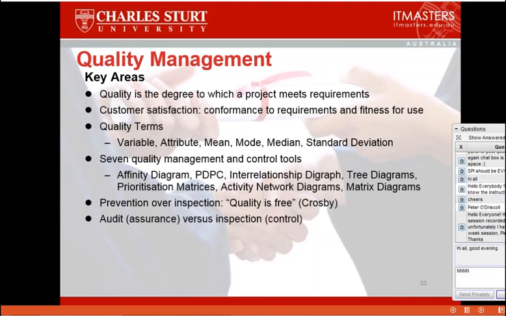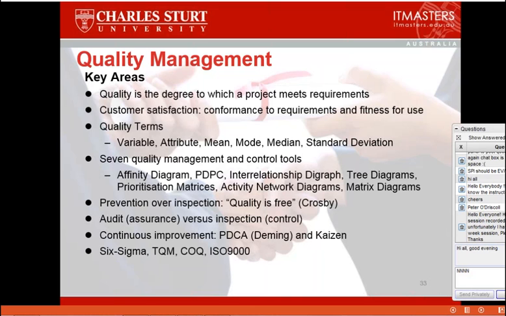You've got quality assurance versus inspection, which is control. Continuous improvement, the plan, do, check and act by Deming. There's Kaizen and Six Sigma, total quality management, cost of quality and ISO 9000, which are the standards for quality management. Quality is a management responsibility, and the impact of poor quality.